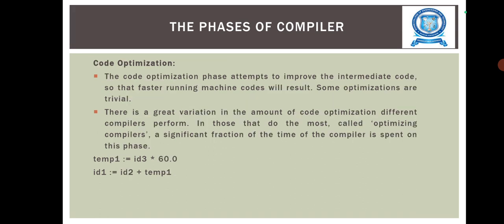The next one is code optimization. The code optimization phase attempts to improve the intermediate code so that faster running machine codes will result. Some optimizations are trivial. There is a great variation in the amount of code optimization different compilers perform. In those that do the most, called optimizing compilers, a significant fraction of the time of the compiler is spent on this phase. temp1 equal to id3 into 60, id1 equal to id2 plus temp1.